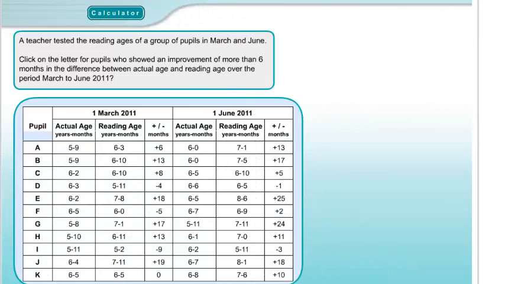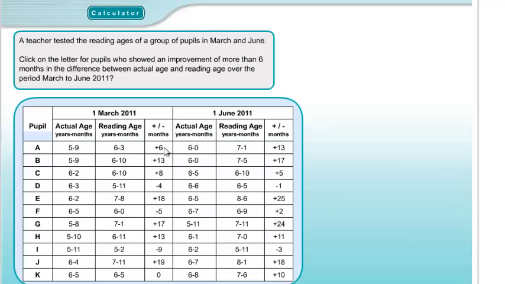Question 8 has another nasty looking table, but let's read the question and see what we need to read from the table. We have to click on the letter for pupils who showed an improvement of more than 6 months in the difference between their actual age and the reading age over the period March to June. There's March and there's June, actual and reading ages. We don't actually use that information at all. We're interested in the difference, and they have already been worked out for us for both of those time periods.